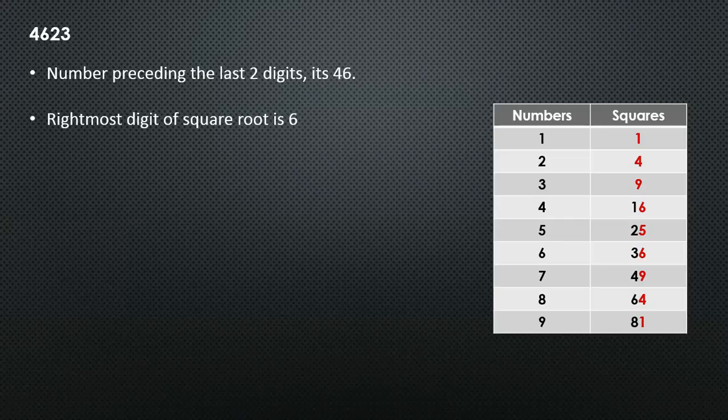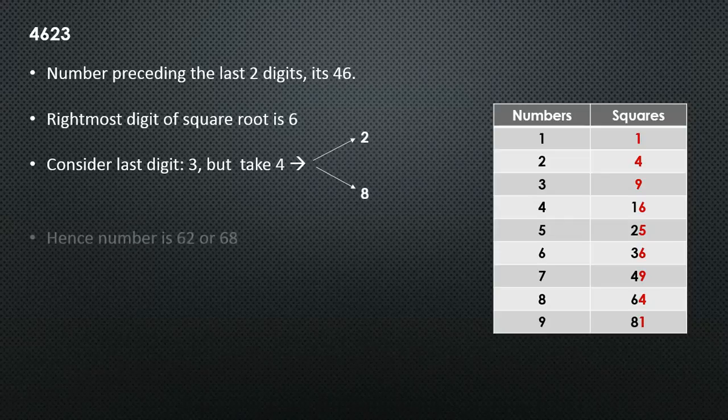Our next step is to check for the last digit. We see that it is 3. This part of the solution is quite important. When we refer to the table, we don't find any squares ending with 3. It is here that we make our first approximation. We select another number which is close to 3. Let me take 4 in this case. Thus, from the table, we can say that 2 and 8 have 4 in the units digit of their squares. Hence, we can conclude that the number is either 62 or 68.